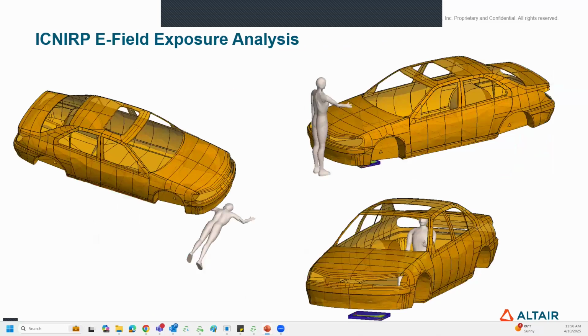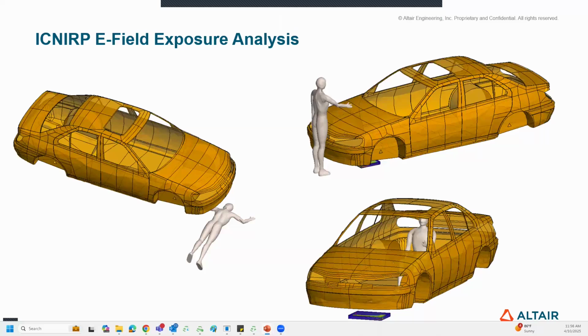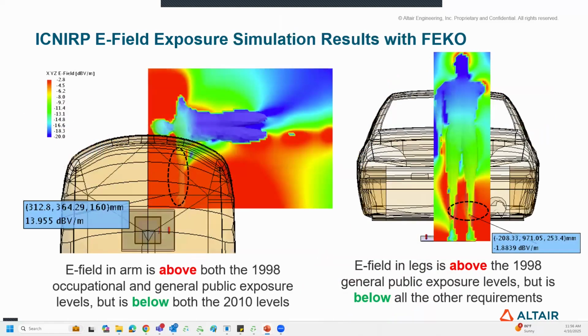We can definitely consider human phantoms and evaluate the field levels inside the human bodies in a simulation environment. So here you can see three different positions of the human phantom with respect to the core and the coil. In a standing position, the fields in the legs are above the 1998 exposure limit, but below the 2010 limits. The same is observed in the sleeping position as well.